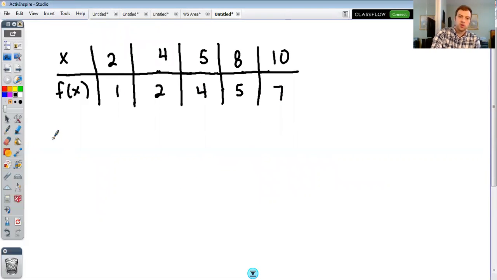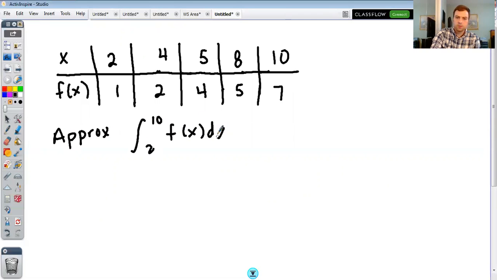And our goal is to approximate the integral from 2 to 10 of f of x using, let's start with the left-hand sum.